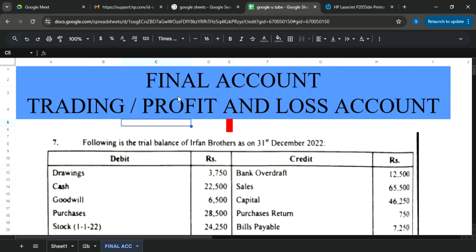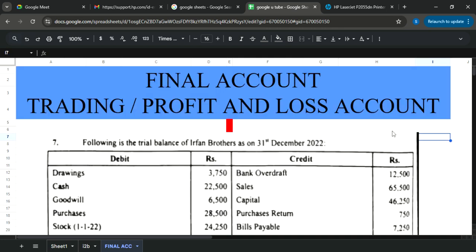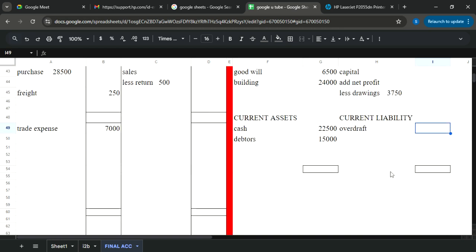Let's go forward. Bank overdraft. In the rectification chapter, we have already understood that an overdraft is a small loan, which is a liability. So you will go to the current liability side and write overdraft. The amount of overdraft was 12,500. Put 12,500 over here.